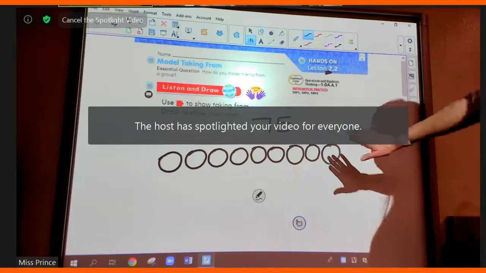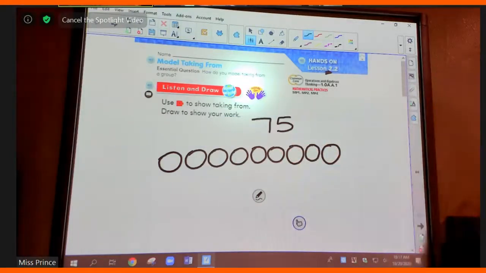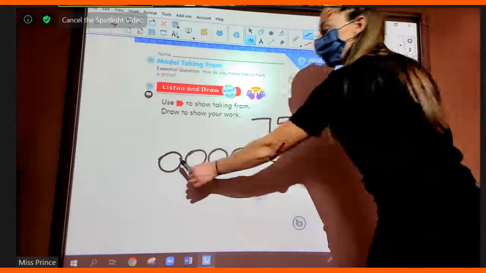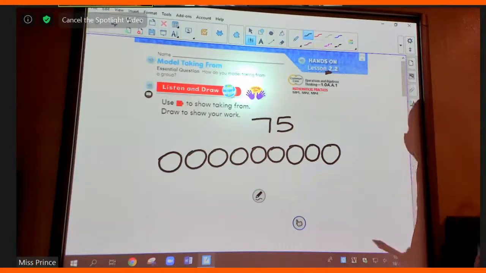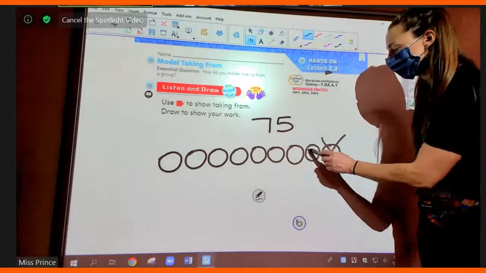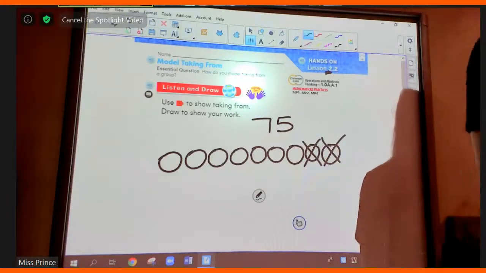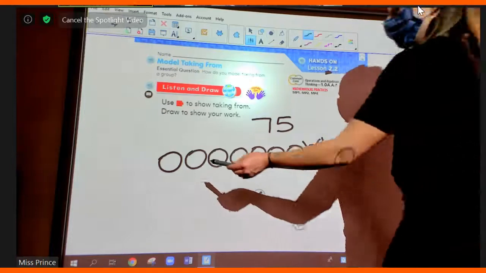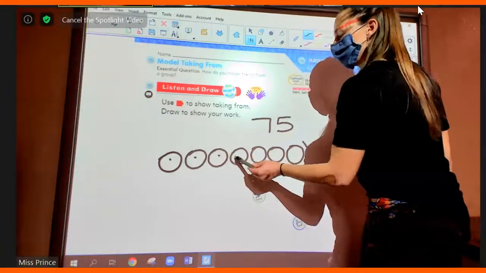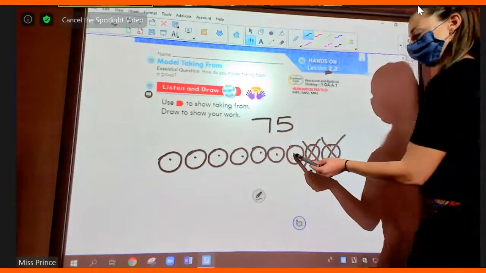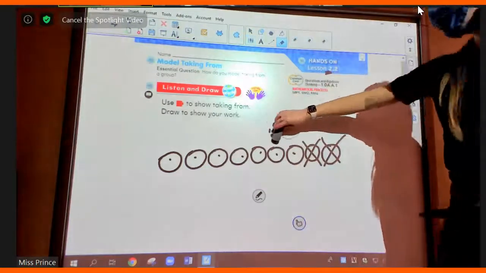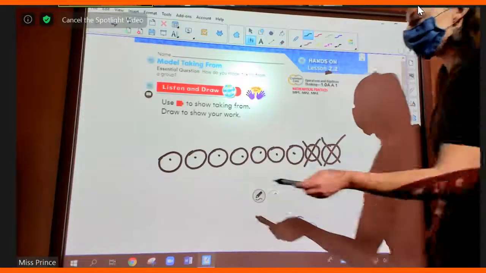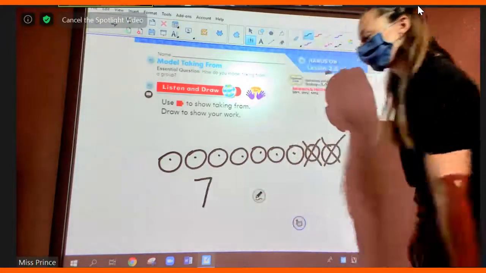We have 9 butterflies. And how many fly away? 2 fly away. So I have 9, 2 fly away. So the way we're going to show that they flew away is to just cross them out. So in your book, cross out 2 of them. Nice job. There are 7 left. 7 butterflies are left.